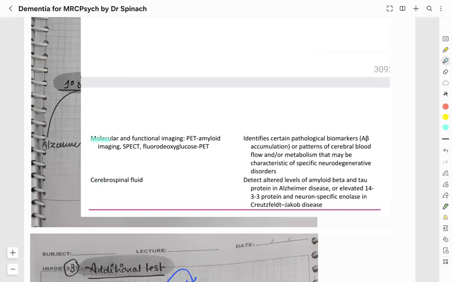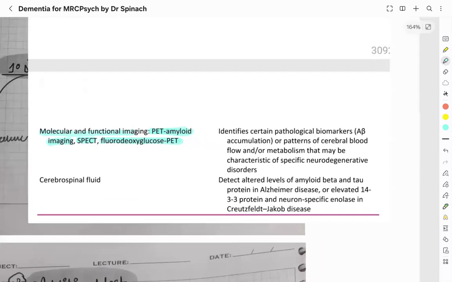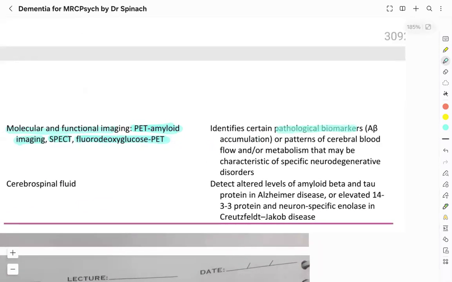Then we have molecular and functional imaging, that's PET amyloid imaging, SPECT, and fluorodeoxyglucose PET. Now remember these. These are functional imaging. What will they do? They will identify pathological biomarkers, that is, A beta accumulation or patterns of cerebral blood flow or metabolism that may be characteristic of a specific neurodegenerative disorder. For example, if there is A beta accumulation, we could think of maybe Alzheimer's dementia.